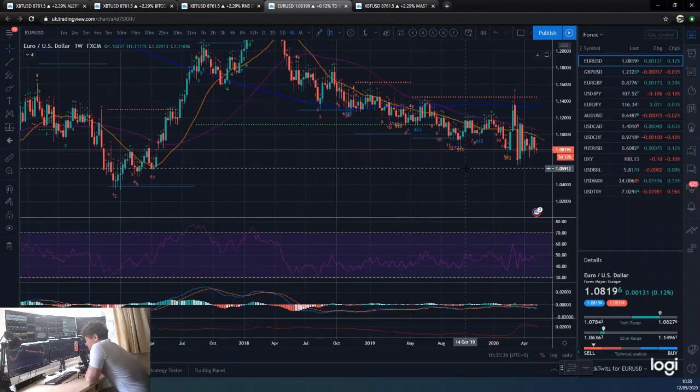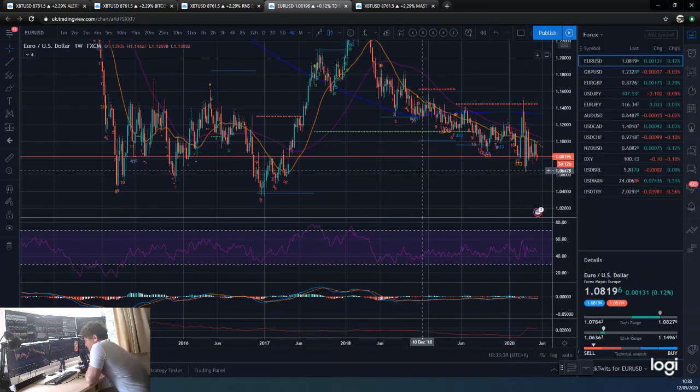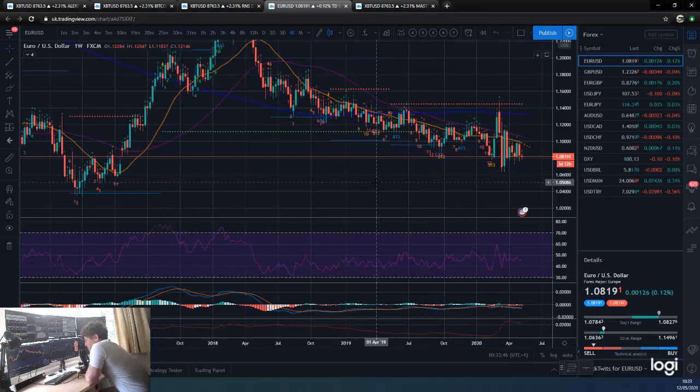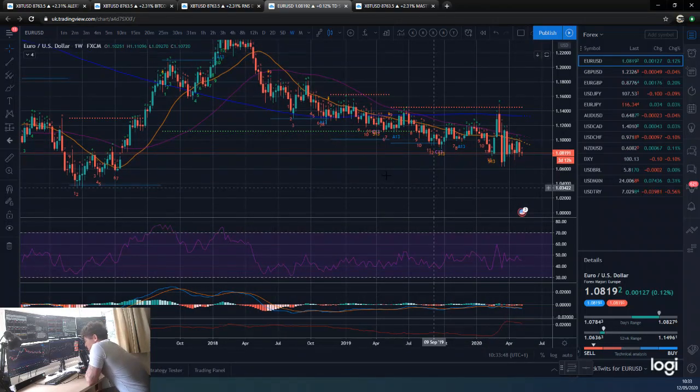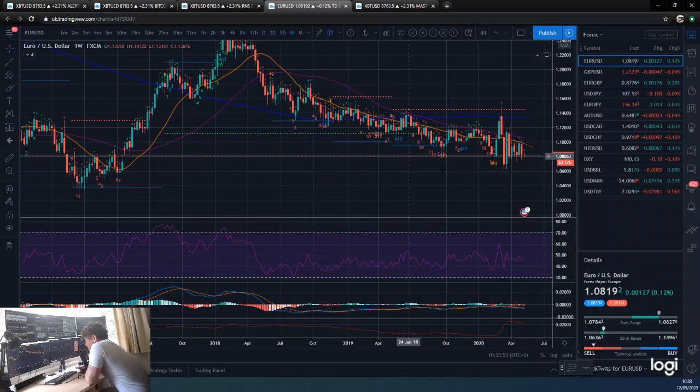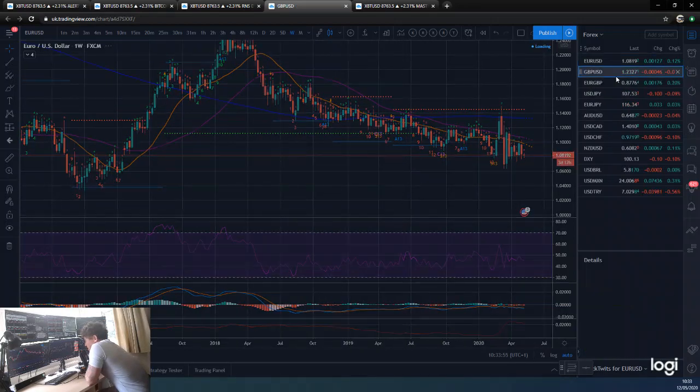With the euro US dollar, a bit of a deep dive there, but this euro US dollar could set up some year making trades, some of the best trades of 2020 in forex could be shorting this euro US dollar, in my opinion.